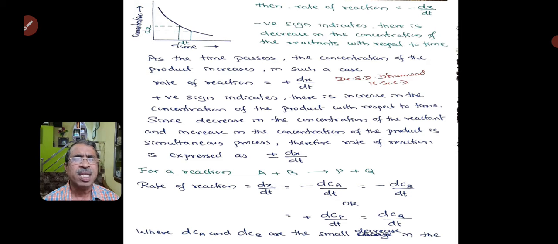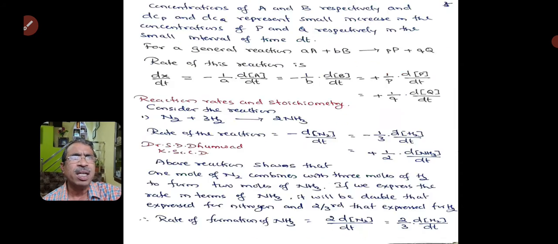Here dCA and dCB are small decreases in the concentration of A and B respectively, and dCP and dCQ represent small increases in the concentration of P and Q respectively in a small interval of time dt.